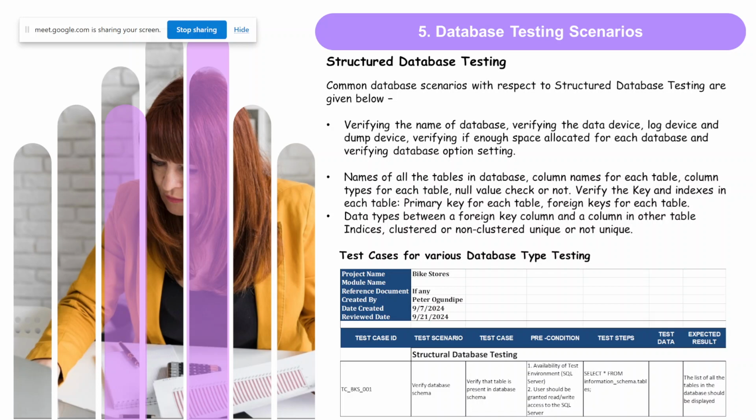You want to check the columns, and the column type for each table. You want to check the null value check. You want to verify the keys and the indexes in each table. I want to check the primary key. Also, you want to check the foreign key for each table, and the data type between a foreign key column and the column in the other table. You want to check your indices, clustered or non-clustered, unique or non-unique. So those are the common things I want to do.